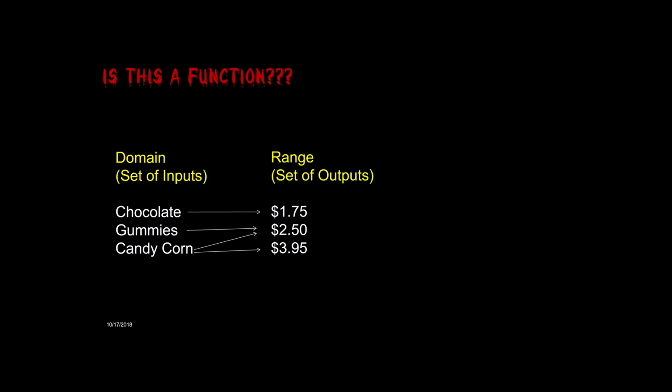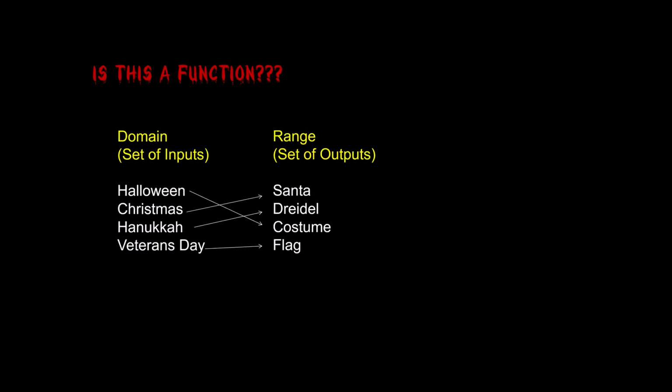How about this one? Is that a function? It is not. Candy corn breaks the rules. Candy corn tries to map to two different relationships or two different values in the range. The rule is every item in the domain can only map to exactly one item in the range.